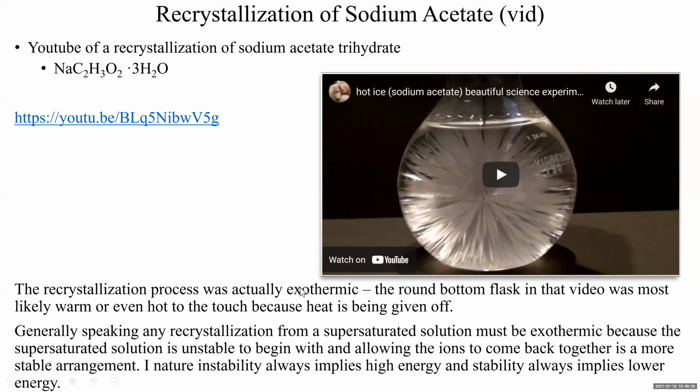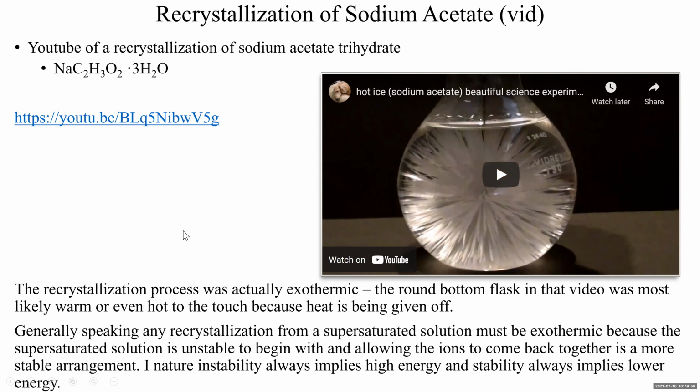This process, by the way, you can't tell from looking at the video, but it is exothermic. If you were to put your hands on this glass round bottom flask while this process is occurring, you would feel the glass getting warmer. This is giving off heat. That's because all the energy of this high energy situation of having a supersaturated solution is given back as these crystals form and the solute particles stabilize into a solid. So all that energy is given off to the surroundings. So if you touch this glass, it'll feel a little bit warm.